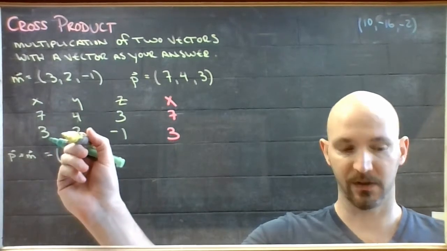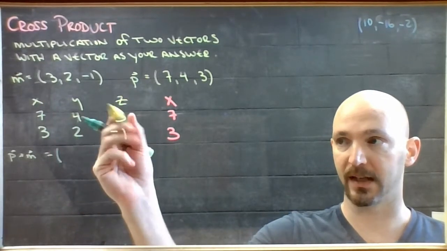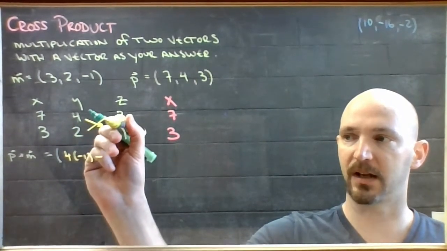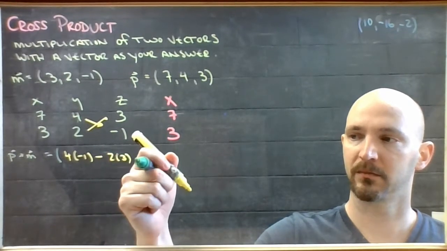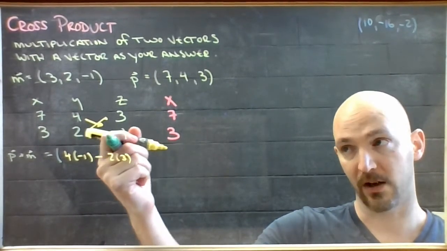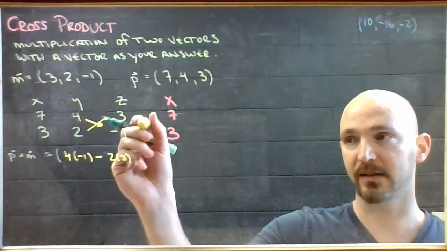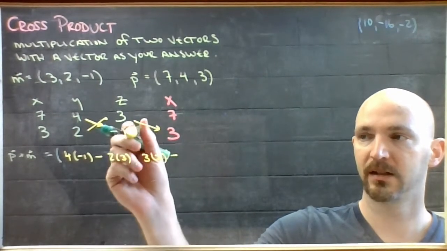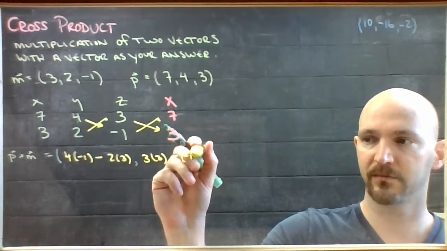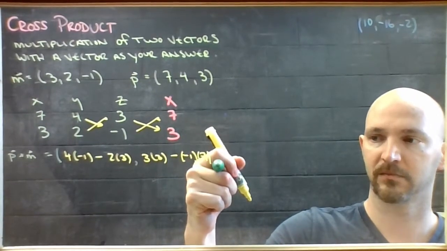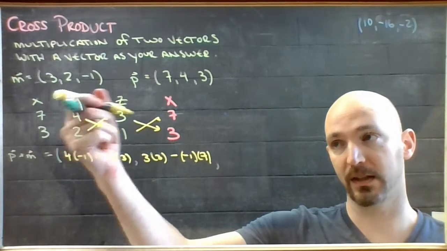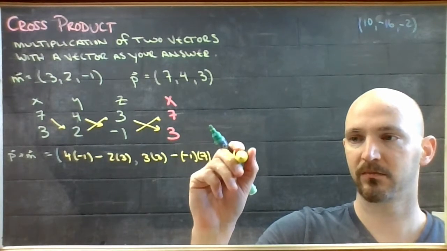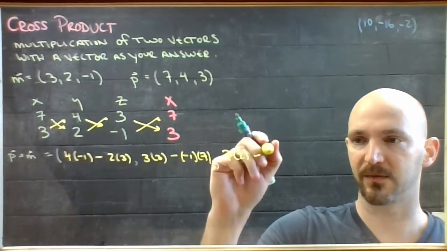So to do my x values, I ignore the x column and use only the y and z. So I'm going to do 4 times -1, subtract 2 times 3. To do my y column, I ignore the y and only use the z and x. So it will be 3 times 3, subtract -1 times 7. And to get my z, I ignore the z column and use just the x and y. It'll be 7 times 2, subtract 3 times 4.